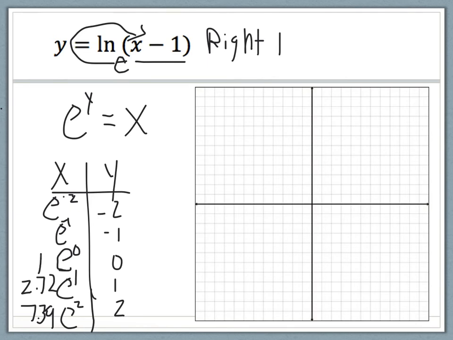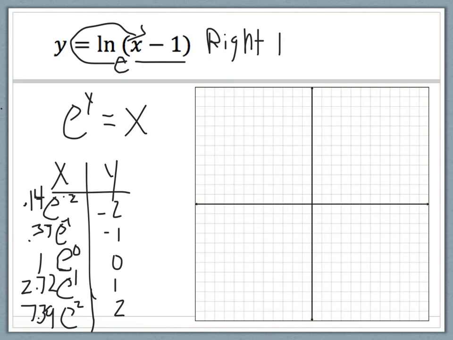Then I'm going to do e to the -1, which is 0.37. E to the -2 is 0.14. I rounded to 2 decimal places. You could do 3 decimal places if you wanted to. We're just graphing, so we don't need to have an exact value, we just need an approximation of where it's going to be. So I'm going to use these numbers.